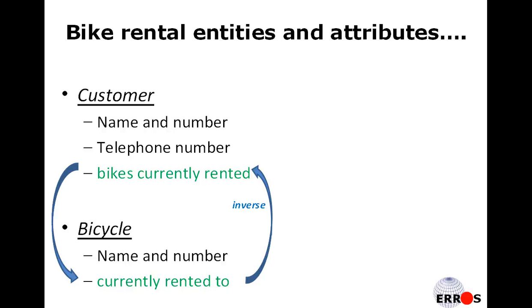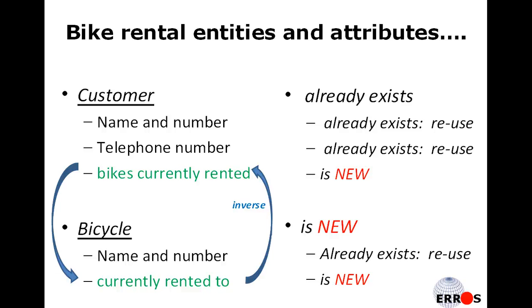All relationships in ERROS are bidirectional. ERROS is object-oriented, and those business model definitions that already exist can be reused. So, in the business model, we have to define what is new. The entity type customer already exists, as do the attributes name and number and telephone number. But we must create bikes currently rented.